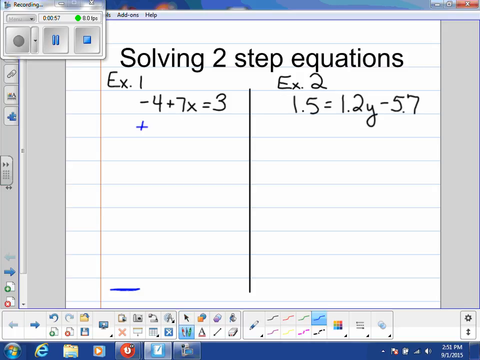I will add 4 to both sides. That works because -4 plus 4 is 0, and 0 plus 7x is just 7x. 3 plus 4 is equal to 7. I just turned a two-step equation into a one-step equation, and I'll now solve the one-step equation dividing by the coefficient. So the value of x that makes the equation true is x equals 1.